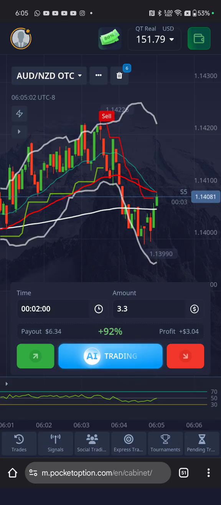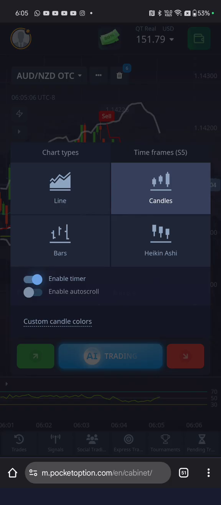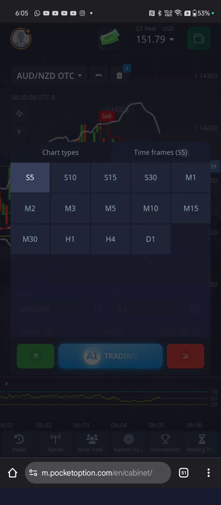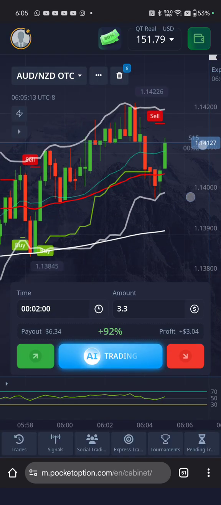But see where it's at right now. It wants to go back up. I'm going to compare time frames. Right now we're on the 5-second time frame. We'll go ahead and go to the 15-second time frame. See what it looks like.